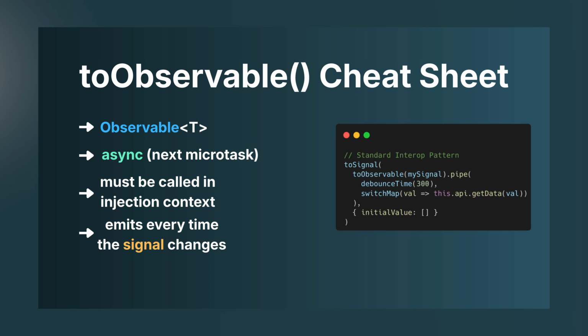That's the bridge complete. Observable to signal with toSignal, signal to observable with toObservable. Next episode is the last Angular video for now. We will wrap up this RxJS and signals block with a practical decision framework. When to use signal, when to stay in observable, when to bridge between them.